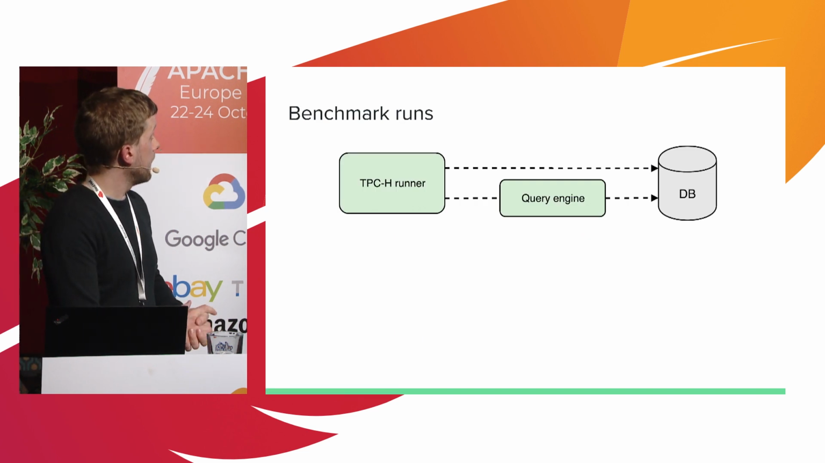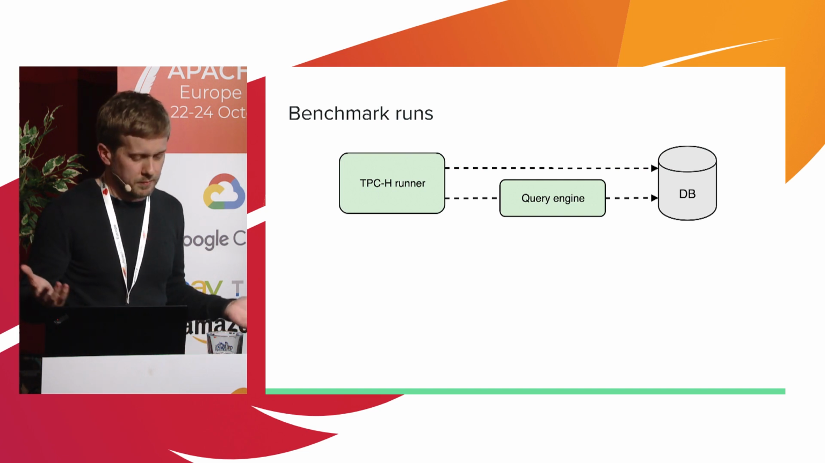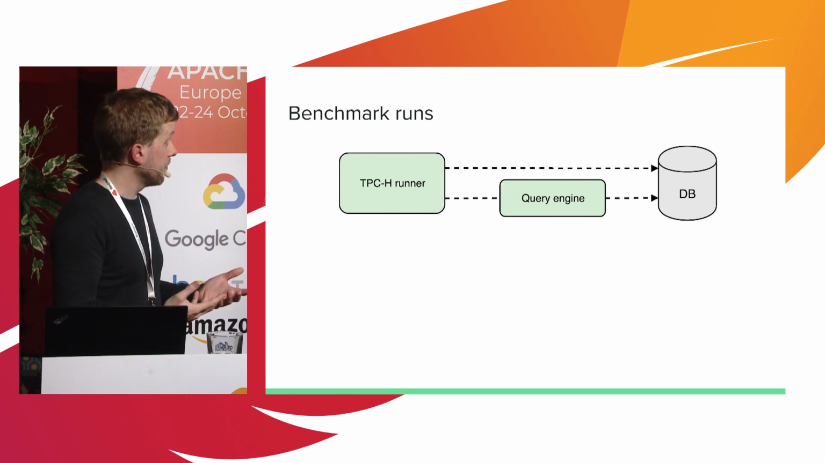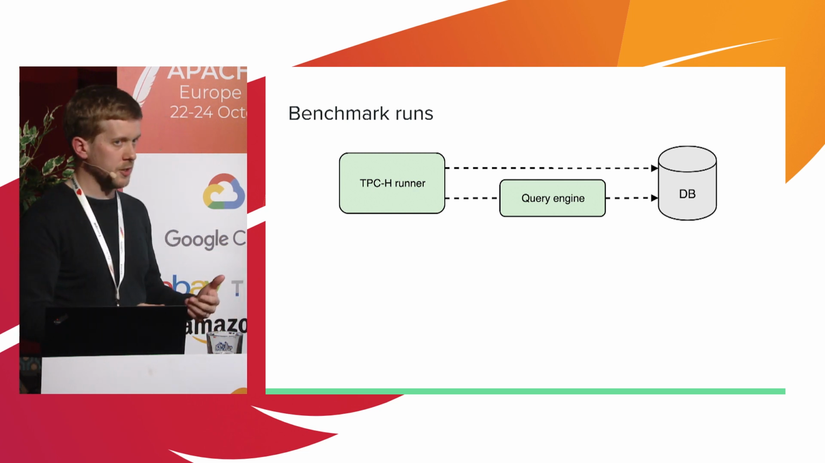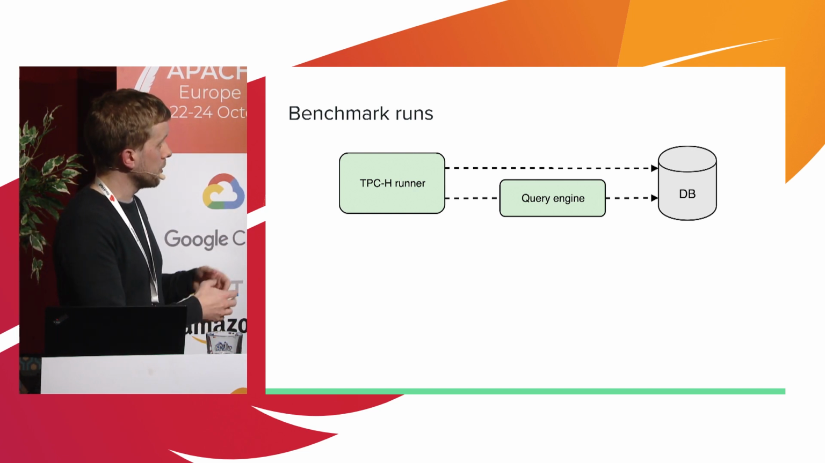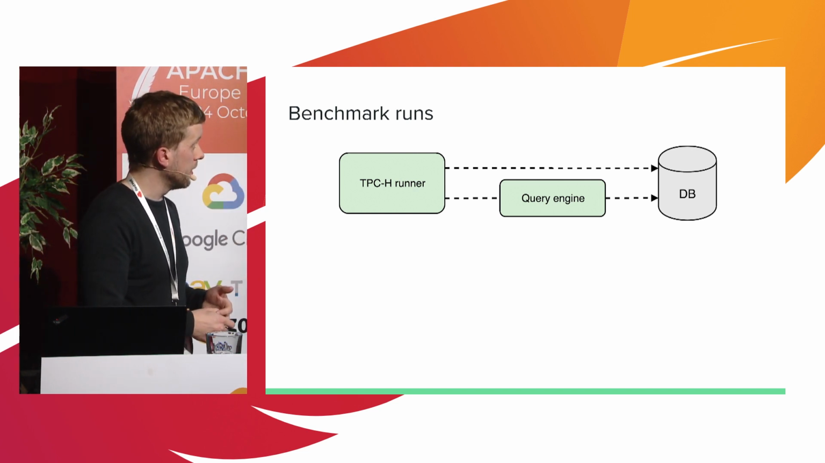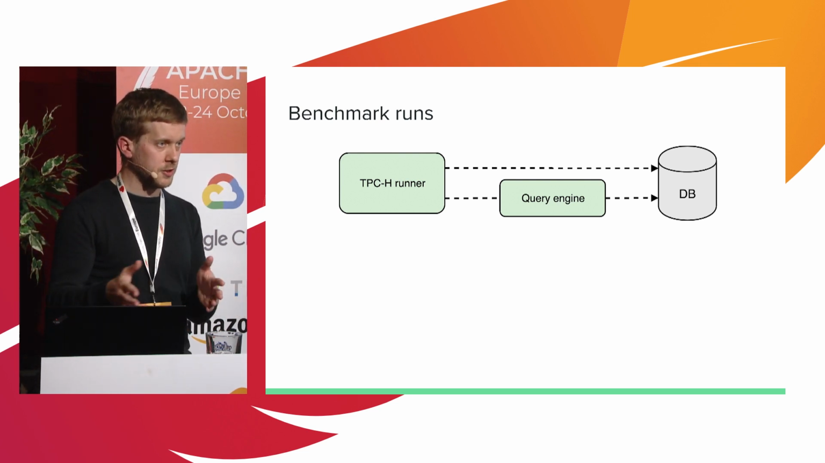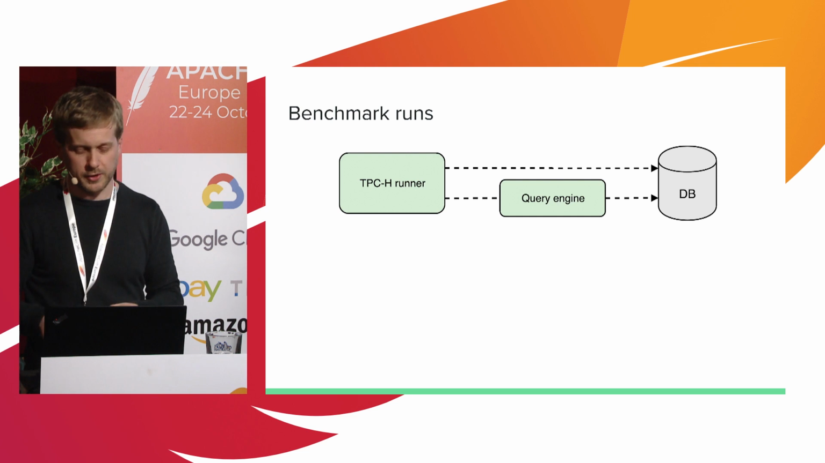So this is basically the test we're going to run here. We have some kind of runner, we have an underlying database, it's a relational database, and then we have our virtualization layer, the query engine. And we're basically going to compare these two runs for each of these 22 TPCH queries and see what the difference is.